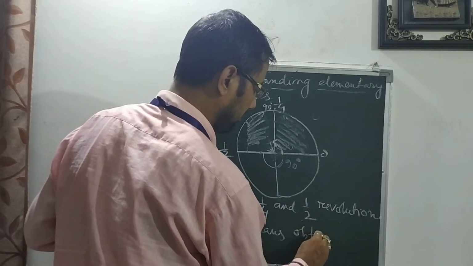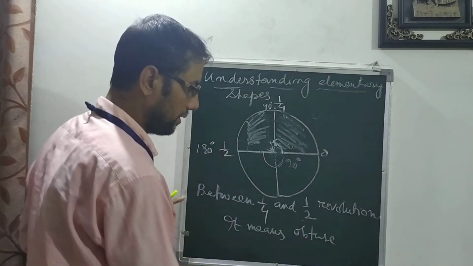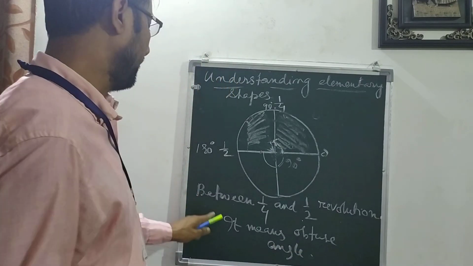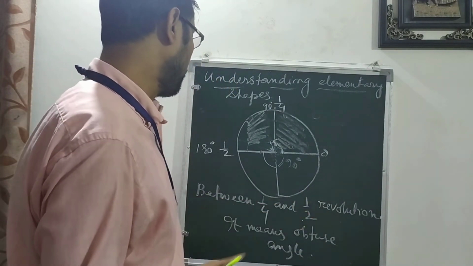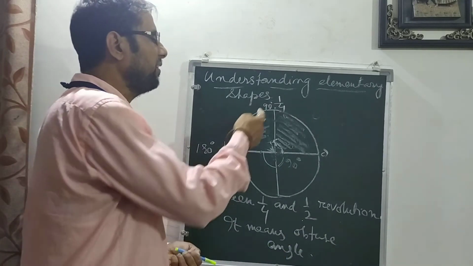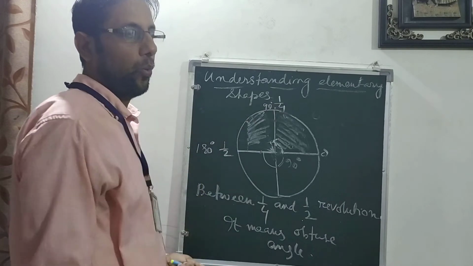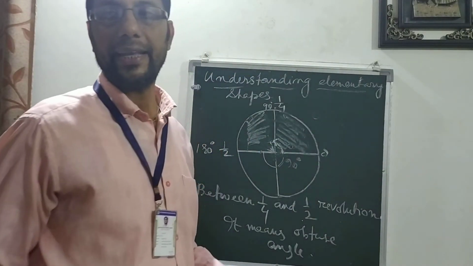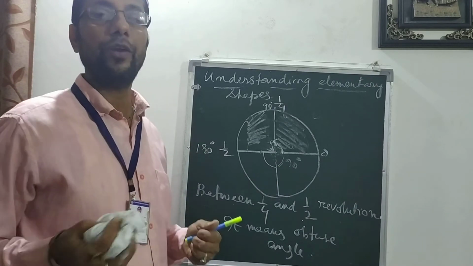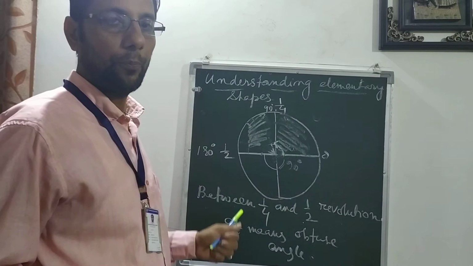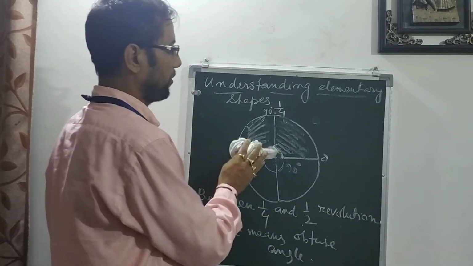Obtuse angle. Between 1/4 and half revolution means obtuse angle. That means the angle lies between 90 degree and 180 degree. So students, these are the other ways where we can express the angles, such as acute angle, obtuse angle.